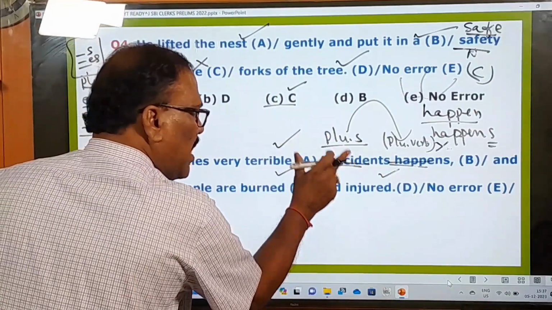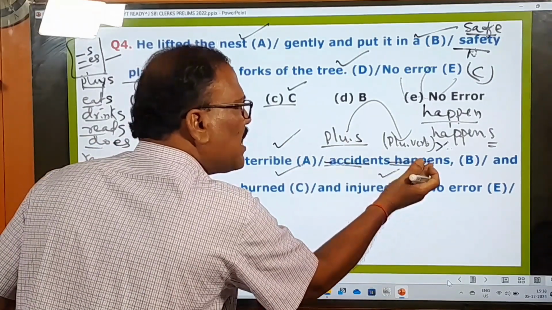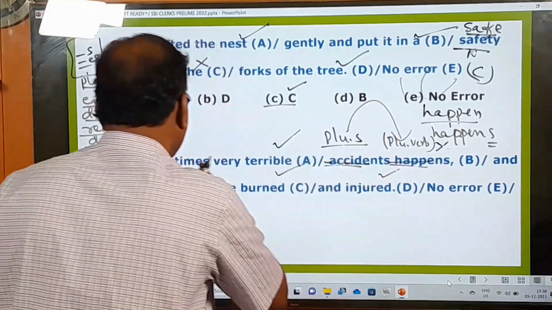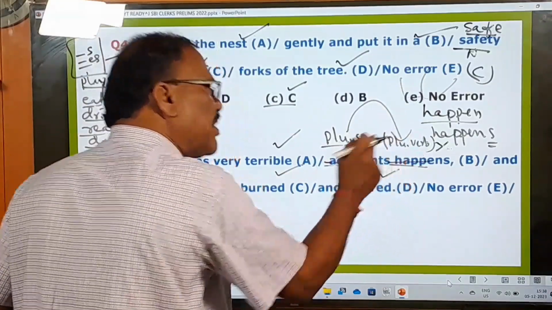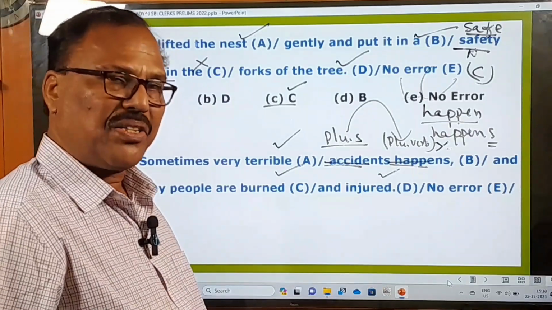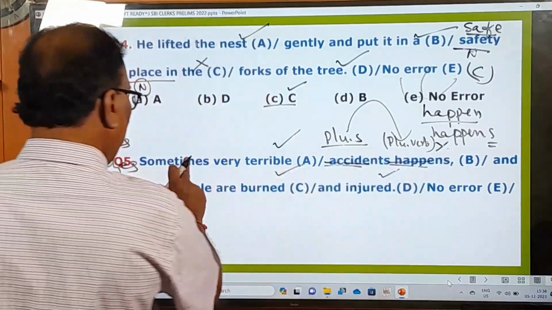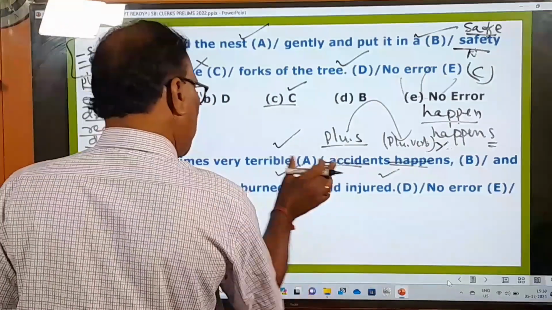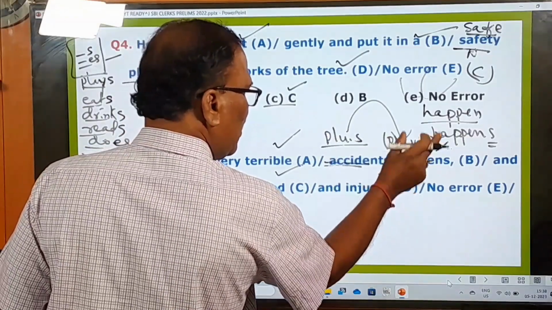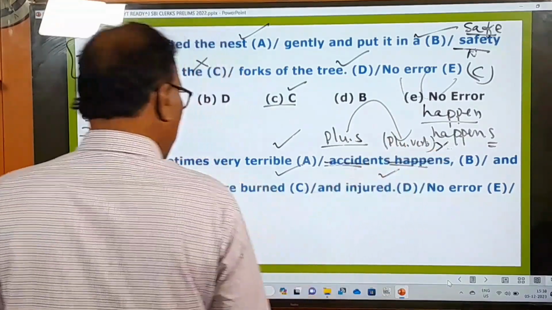But here, the plural subject is here: terrible accidents. It's a plural subject, but the plural subject is followed by a singular verb. That's a bad thing. It's ungrammatical. It should have been: sometimes very terrible accidents happen. Instead of happens, happen must be used, right? So that's why this B part has a grammatical error. Of course, sometimes very terrible is okay, but here the subject part is split. Terrible accidents is the subject, and the subject is taking a singular verb, and it should not be so. That's why this part has a grammatical error.